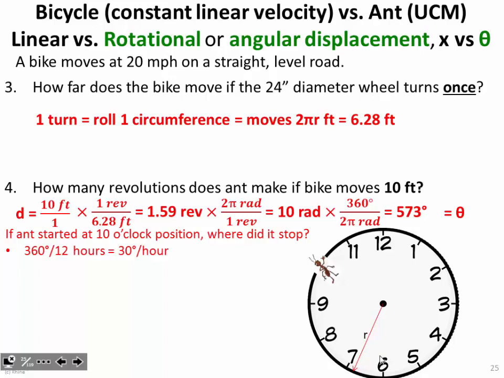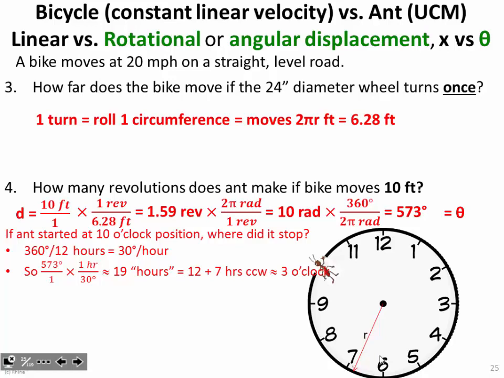Well, I could use a little bit of conversions here, right? 360 degrees on a clock is 12 hours, so how many degrees per hour? Each hour is how many degrees? 30 degrees for each hour, right? So I can just use that. So if the bike, after 10 feet, I'm just going to use my ending units over there, that's 573 degrees.